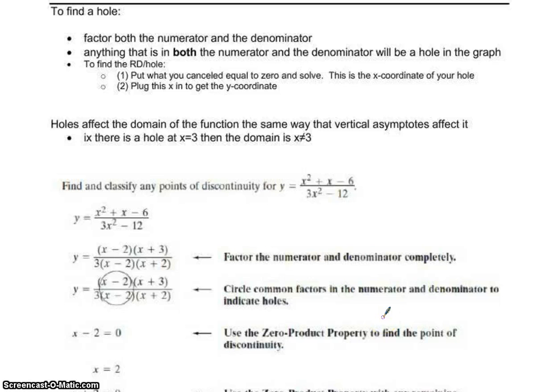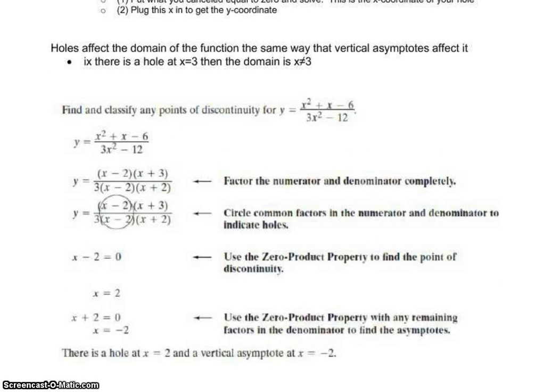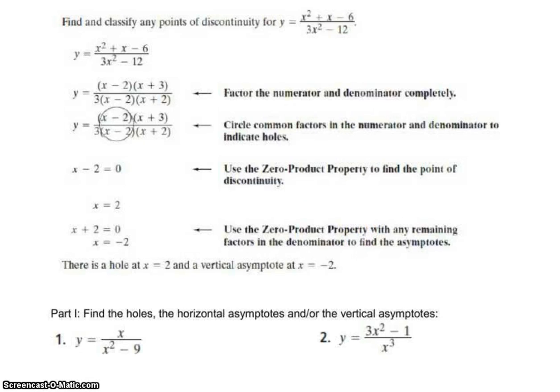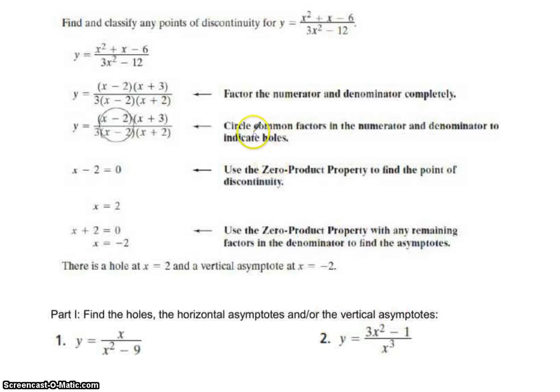Holes affect the domain the same way that the vertical asymptotes did. If there is a hole at x equal 3, then the domain is x is not equal to 3. So basically, a hole is a restriction, but it's listed as a point instead of x is not equal to a number. So find and classify any points of discontinuity, otherwise known as holes, for x squared plus x minus 6 all over 3x squared minus 12.